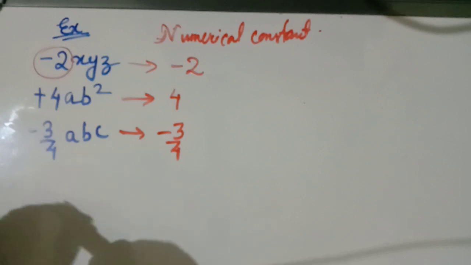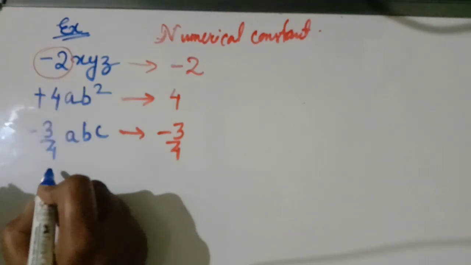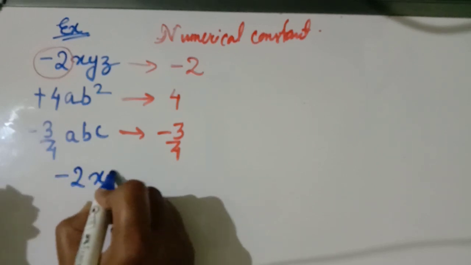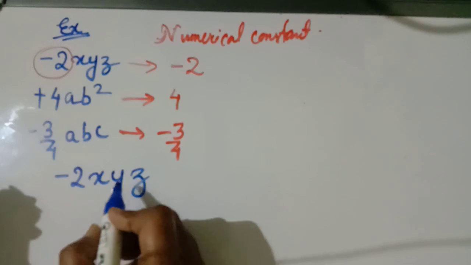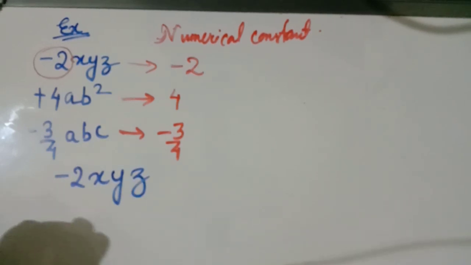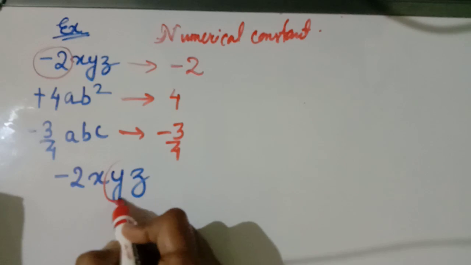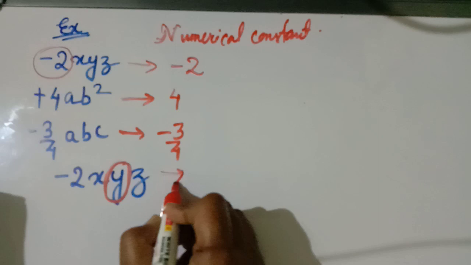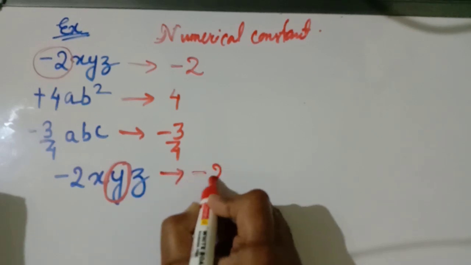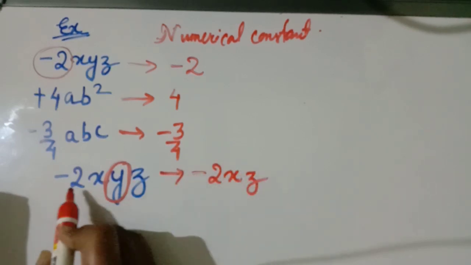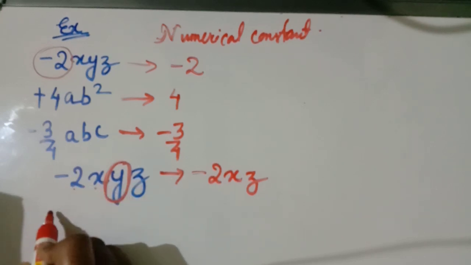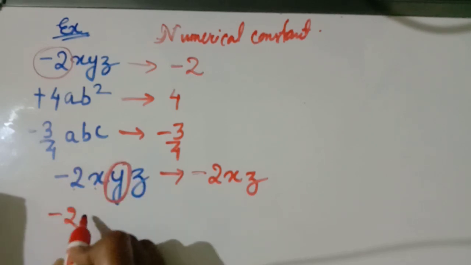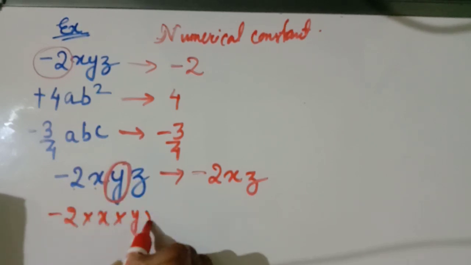Now, suppose in the first question, I ask only for the coefficient. What is the coefficient of y? What are the coefficients of y? Means who are with y? So, your answer should be minus 2x and z. I am again explaining how it is formed. How is this term formed? Minus 2 into x into y into z.